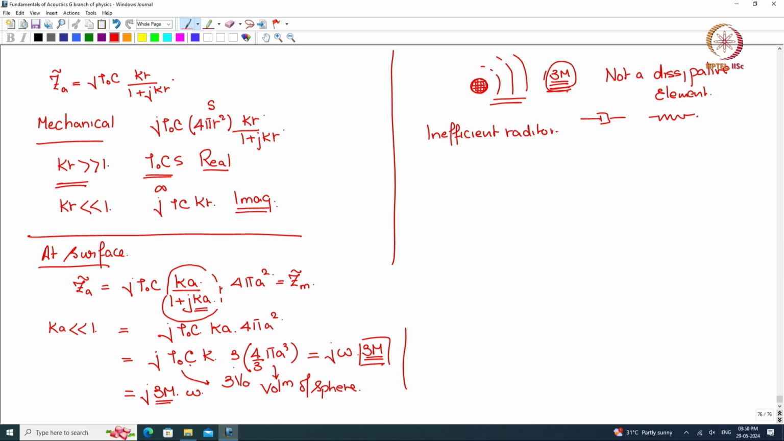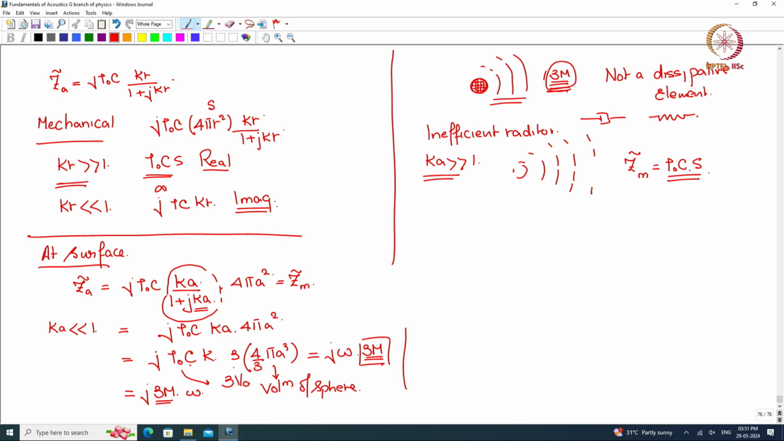On the other hand, if ka becomes big, that means the radiator itself is becoming bigger and bigger. Of course, it is approaching the plane wave situation. So we get rho 0 c for Za tilde, or Zm. We are interested in the mechanical impedance. It is rho 0 c into the surface area.